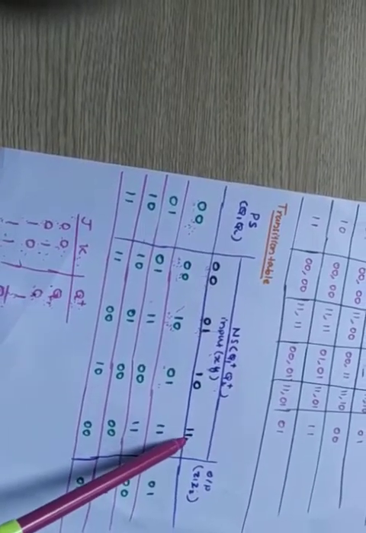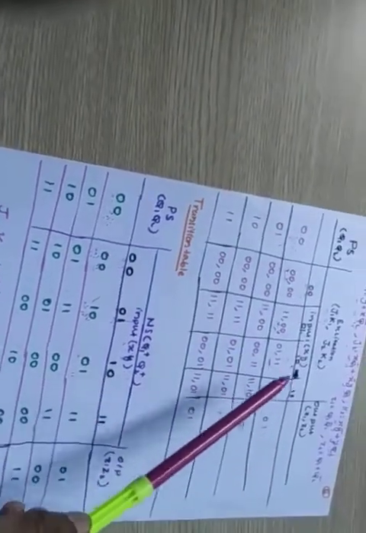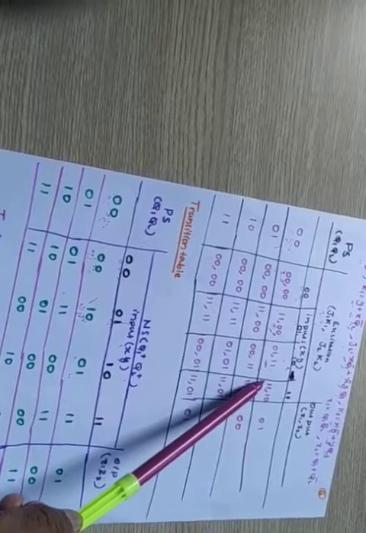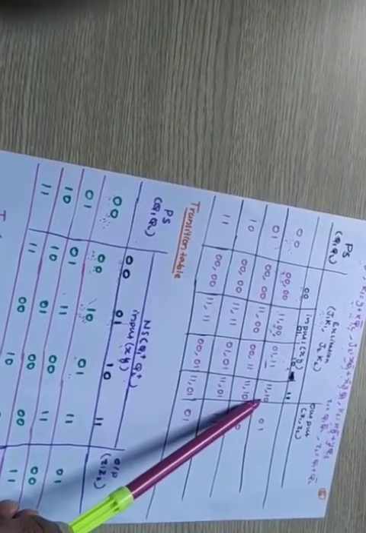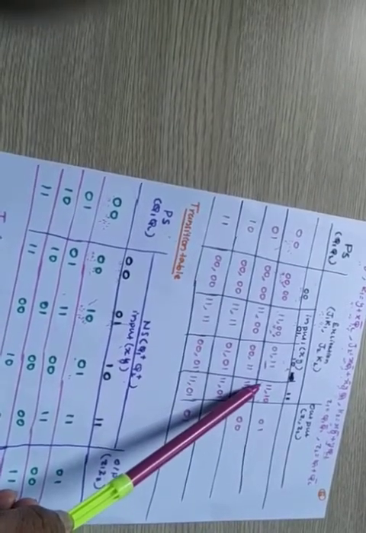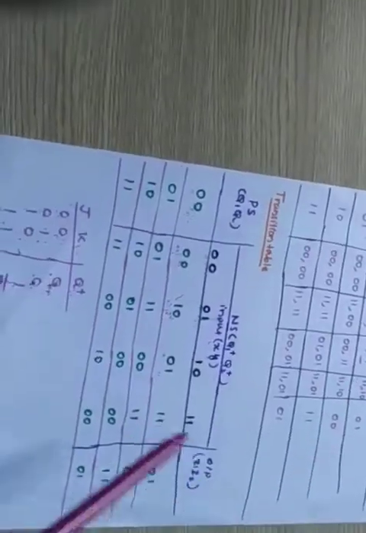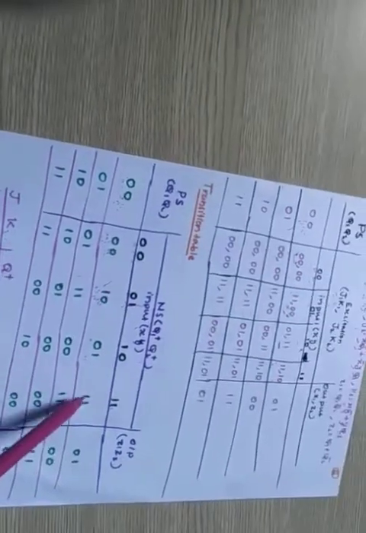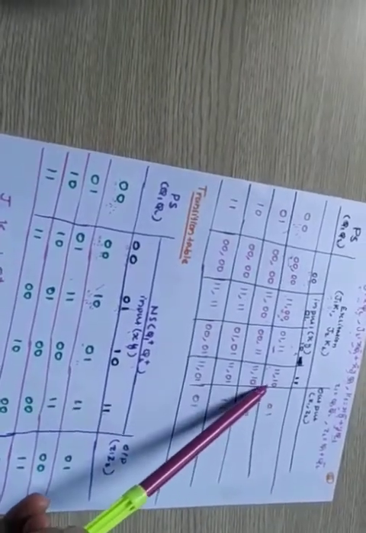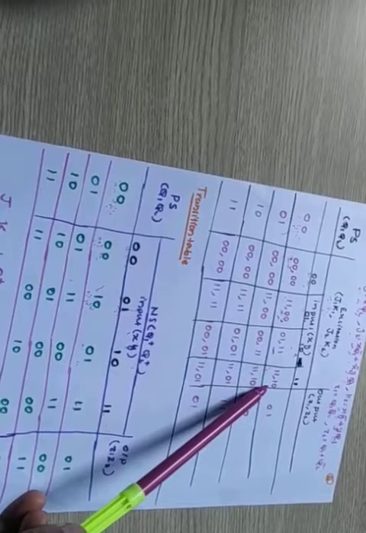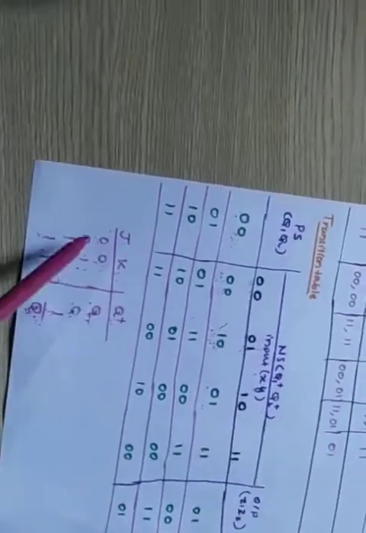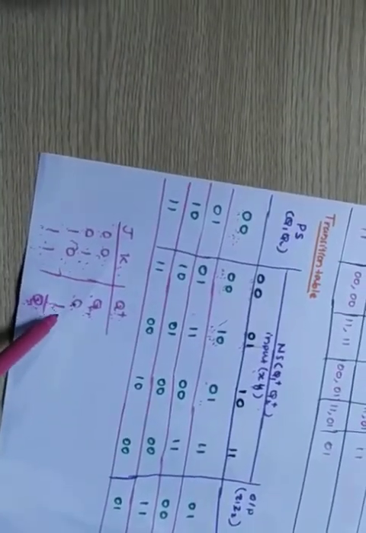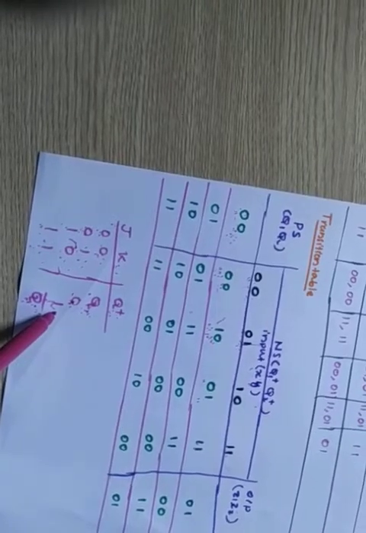Now look at 1, 1. For 1, 1 input, J1 K1 is 1, 1 and J2 K2 is 1, 0. J1 K1 1, 1 means the previous state is complemented. The previous state is 0 here. That 0 is complemented as 1. So Q1 is 1. What is Q2? For Q2, J2 K2 is 1, 0. So 1, 0 means it is a set state. It is 1 only.